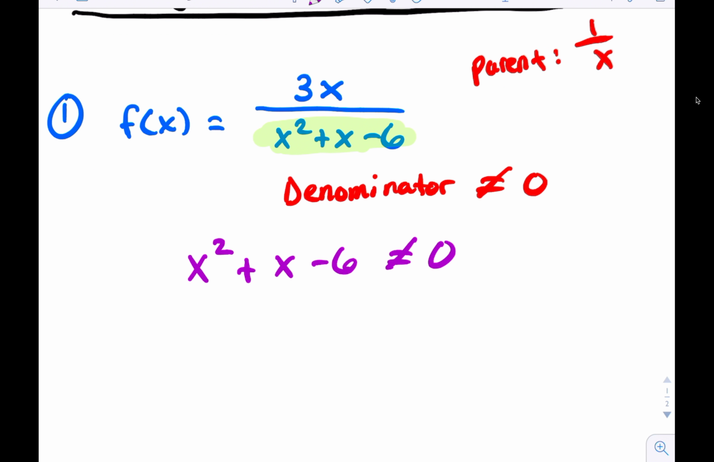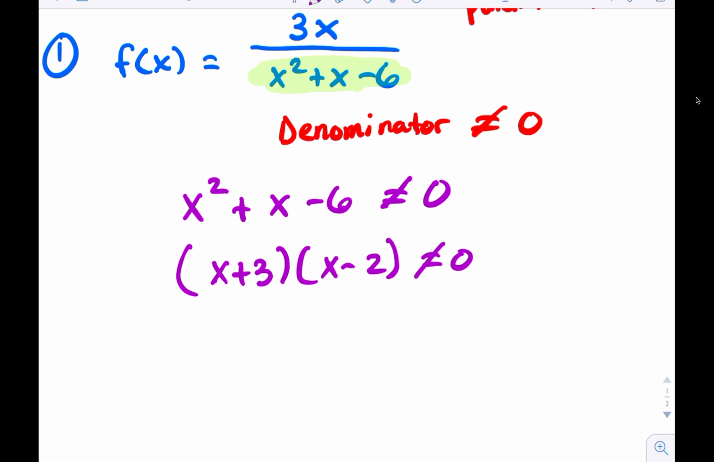So I have a quadratic, so I'm going to factor it, and then I'm going to solve. This is telling me that x can't be negative 3, and x can't be 2. Those are the two numbers that if I plug into that function, it's not going to work.